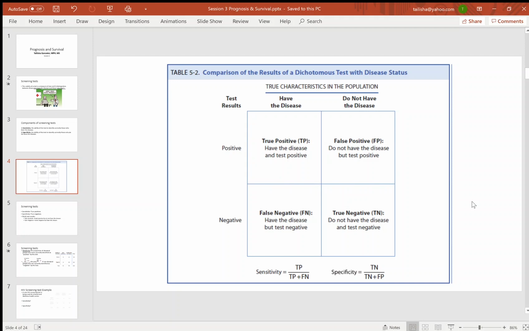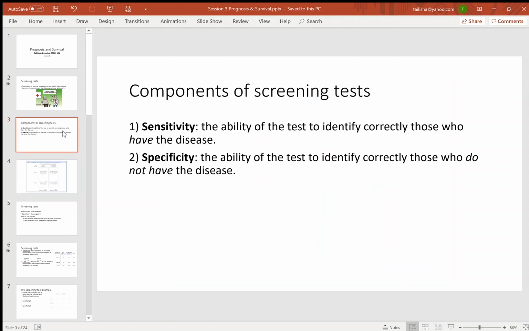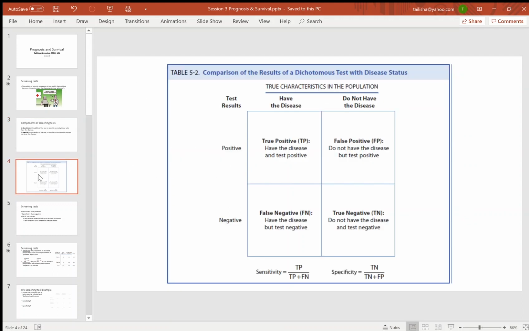So what is the true negative here? The true negative is the lower right box, which is your population, what is true about them. They do not have the disease, and your test accurately reports that they are negative. That is considered a true negative. And then your denominator is your true negative plus your false positive, which gives you your specificity. And if you go back to specificity, what is it again? It's the ability of the test to identify correctly those who do not have the disease.